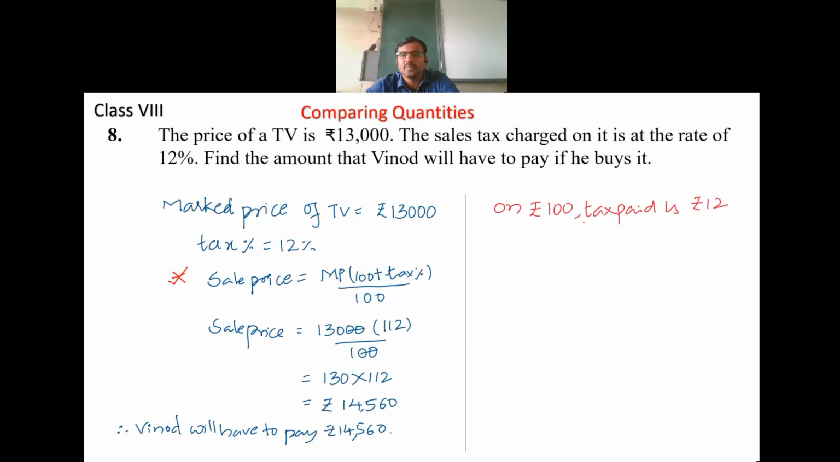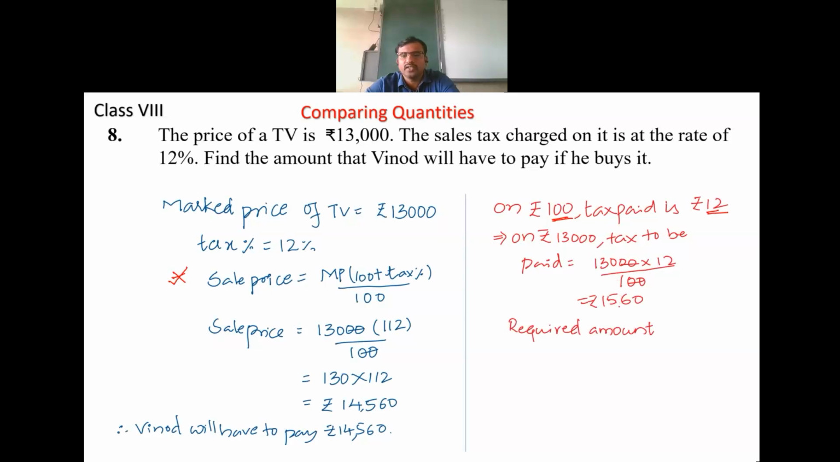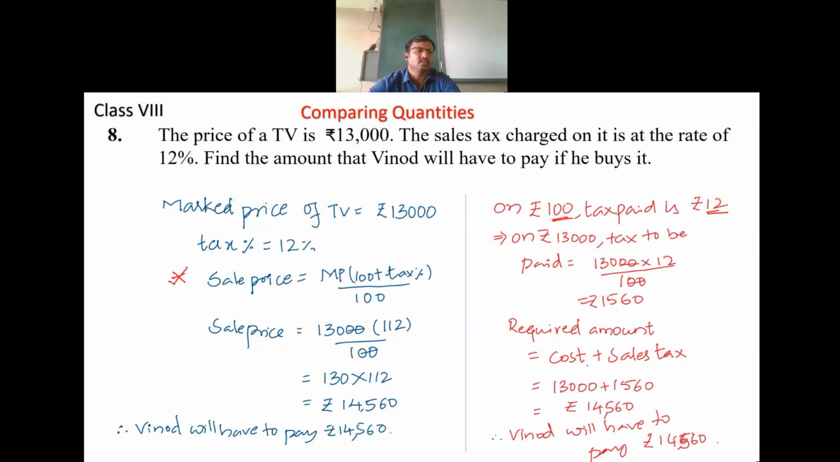Hope you have not used the formula and have solved in this method. If the tax paid is for 100 rupees, then it will be 12 rupees. So 12 by 100 into 13,000, we get 1560. So this 1560 is to be added to the cost, and it becomes 14,560. It was an easy question.